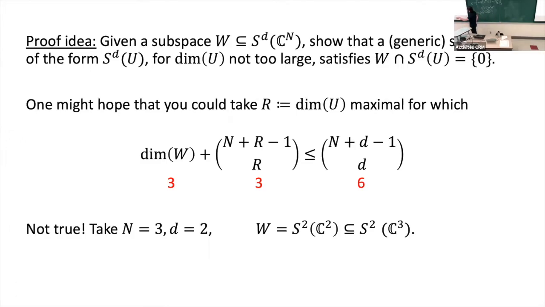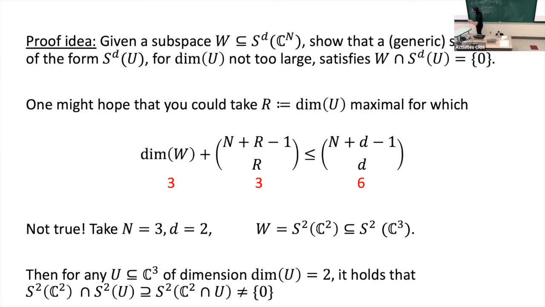So you can't, this is a non-trivial question. You take n equal 3, d equal 2, and take W to be S2 of some C2 inside of C3, so some pattern with zeros to view it as an element of S2 of C3. For any subspace of C3 of dimension 2, it turns out that that's what maximizes this. The intersection of W with S2 of U contains S2 of the intersection of C2 and U. But since we're working in C3, we have two subspaces of dimension 2, so C2 and U must intersect.